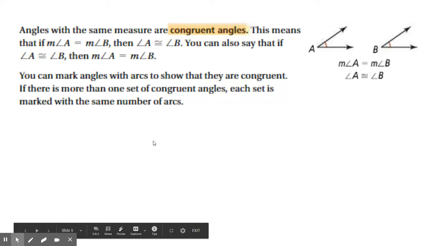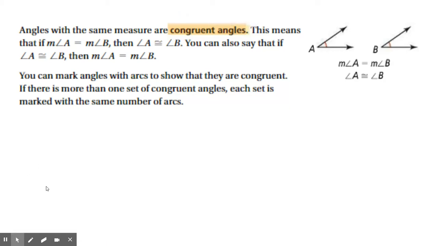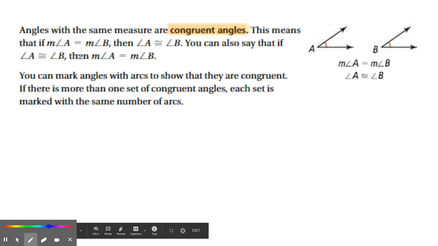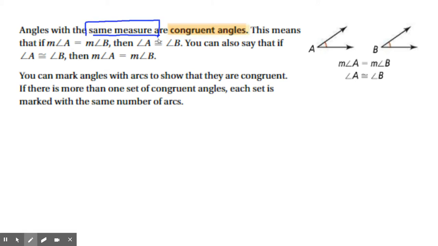Okay, so now let's talk about congruent angles. If two angles have the same measure, then they're said to be congruent. Very similar to how you have congruent segments, you have congruent angles. Same measure, they are congruent.